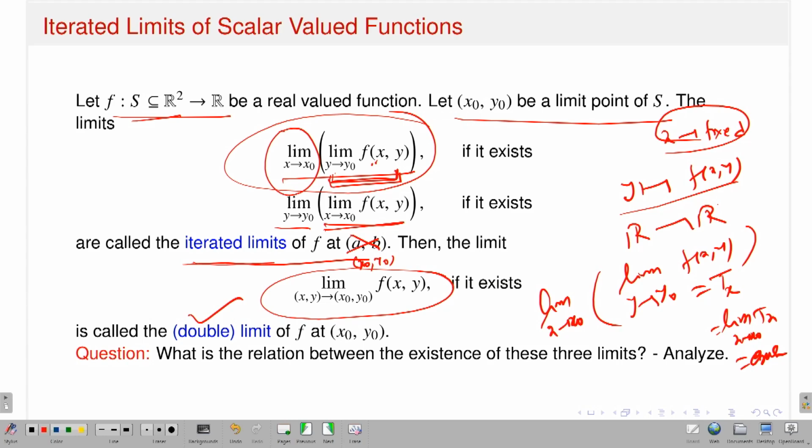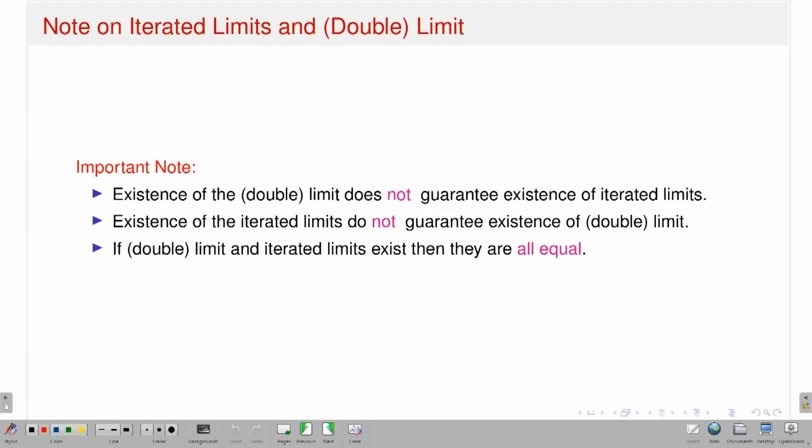So therefore the natural question: I have already discussed the double limit, or existence of limit. Now I have also discussed iterated limits. How can we define the iterated limits? So the natural question is, what is the relation between the existence of these three limits? That means this is one iterated limit, this is another iterated limit, and this is the double limit. Is there any relation? Let's see some examples first.